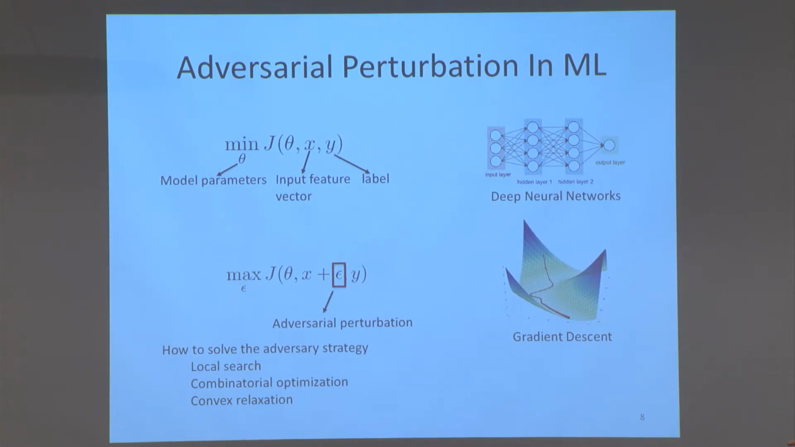For example, we can use local search, combinatorial optimization, and also use certain convex relaxation to find the optimal or minimized perturbation magnitude. And this is also in the digital domain, from Professor Madry's examples. And then people always ask a question: how realistic are such adversarial examples in the real world?